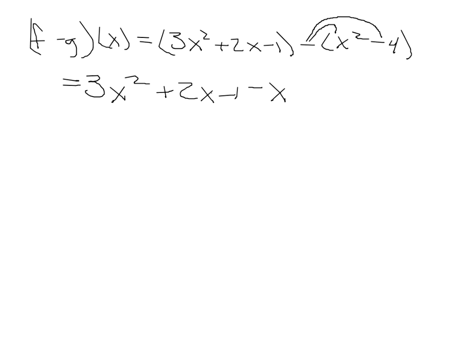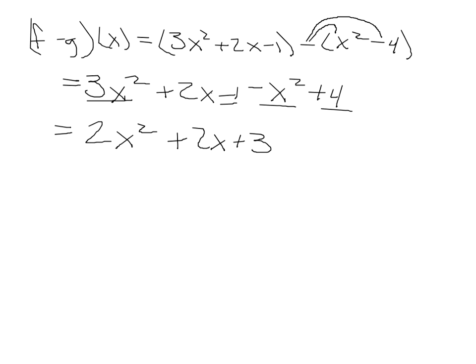So we get f and then minus x squared plus 4. So we distribute the negative. And so 3x squared minus x squared is 2x squared plus 2x, and then minus 1 plus 4 is plus 3. So we get 2x squared plus 2x plus 3, and our domain is all real numbers, because that's what it was on the last example.